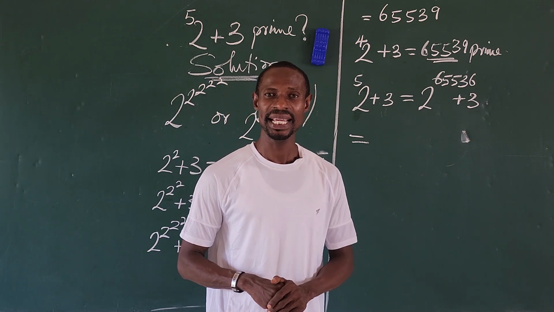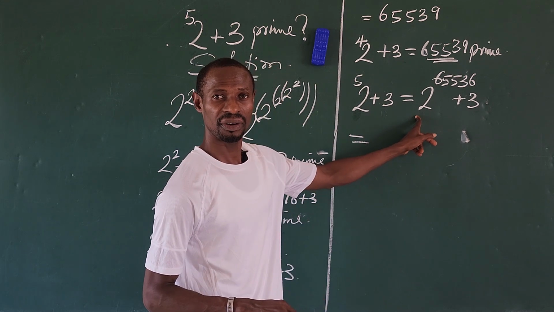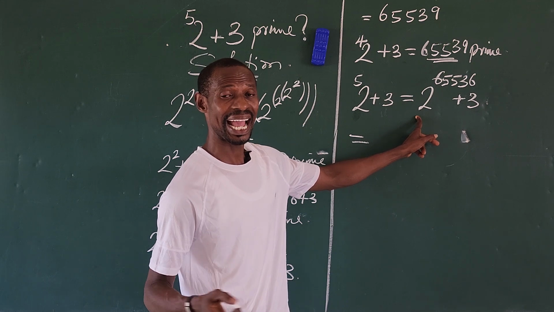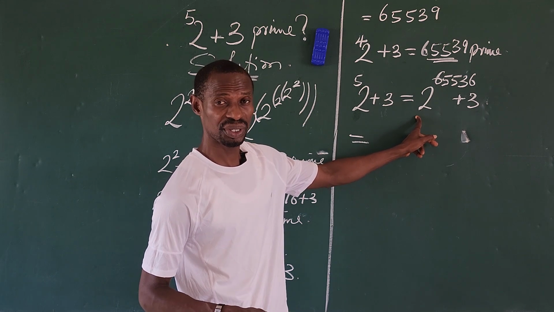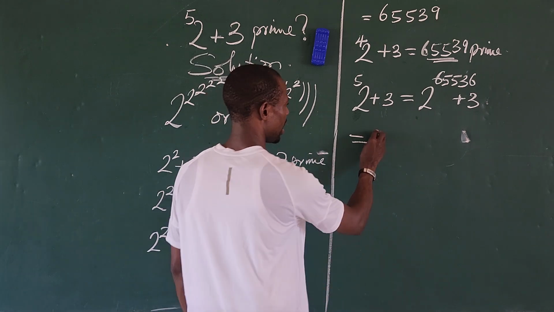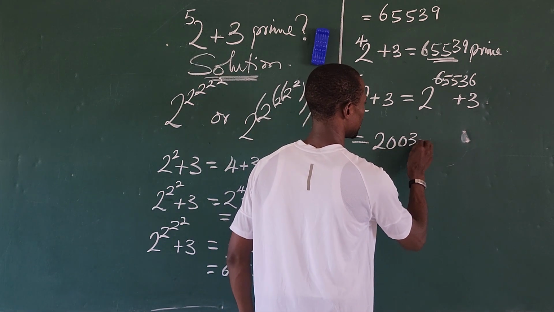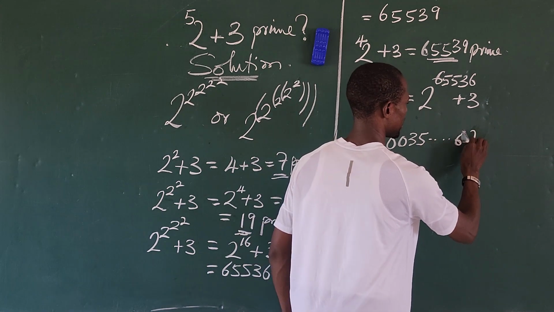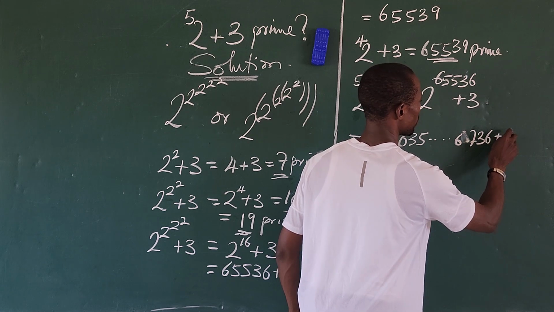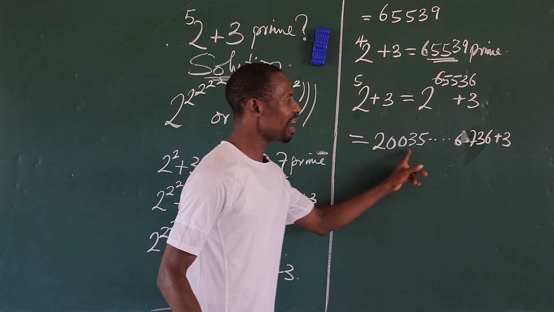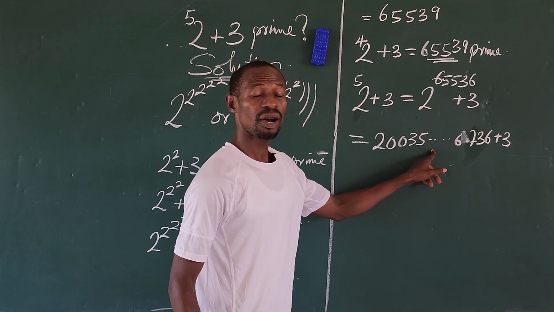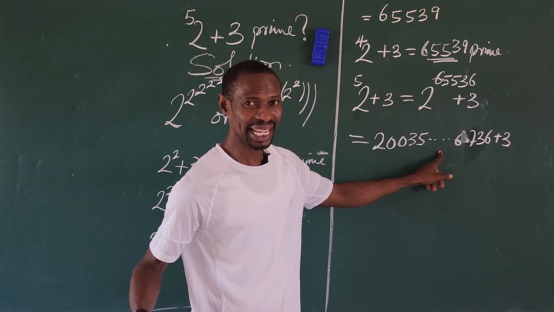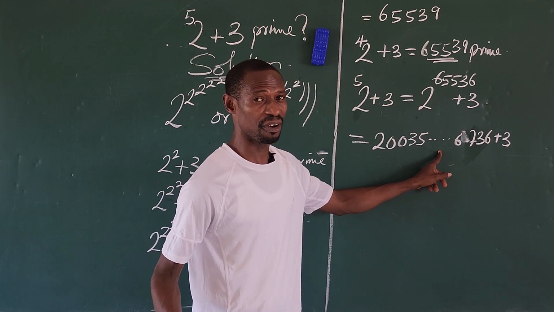And when I did that on my PC, this gave me a very huge figure, about 19,729 digits. That is very huge, very huge. And it started with 20035 dash, and ended with 6 7 3 6. So we have 1, 2, 3, 4, 5, 6, up to 19,729 digits. You can imagine that number. It took me time before I could figure it out.